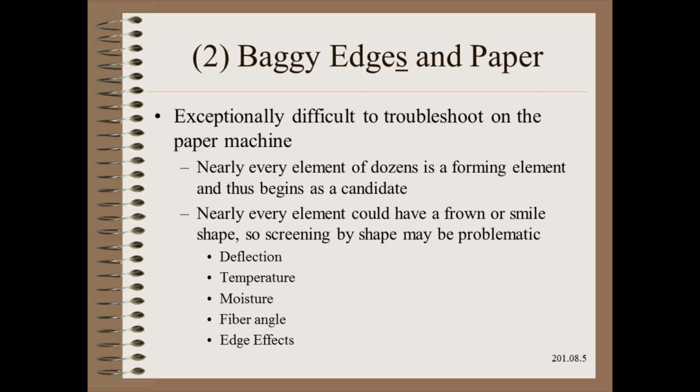Unfortunately, the difficulty of troubleshooting baggy edges is far more difficult with paper than it is with other products and processes. The reason has to do with our shape tool that is nearly essential for baggy web troubleshooting. First, nearly every element in a paper machine is a forming element and thus begins as a candidate. Second, there are dozens of these elements in a paper machine. Third, nearly every forming element has a known frown or smile shape. Fourth, these shapes include far more possibilities. All of these challenges conspire to make a paper machine a much more difficult process to work on.